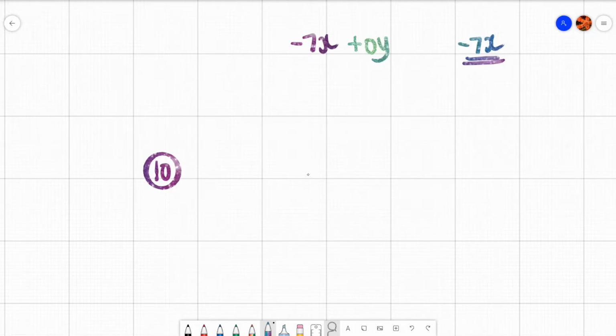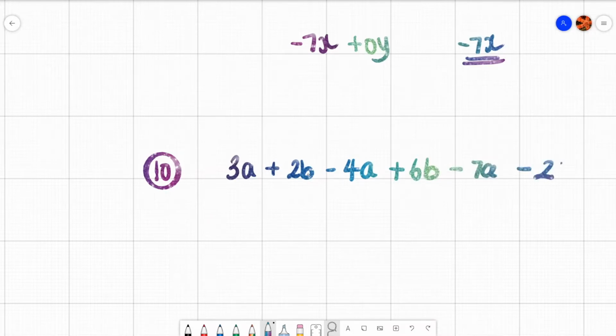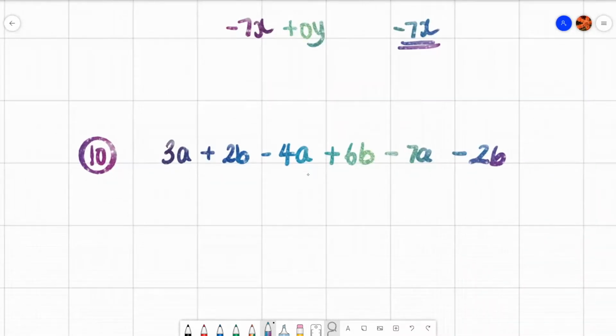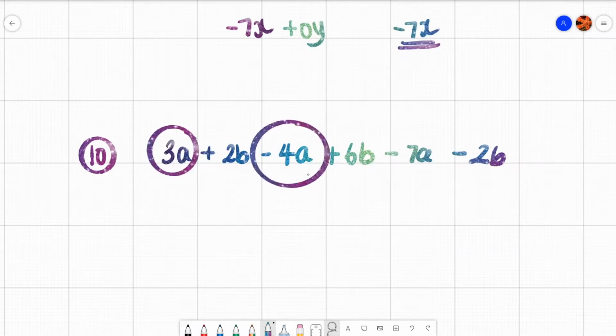Let's have a look at a few other examples. So 3a minus 4a, minus 7a. So 3a take away 4a. Well, that's minus 1a, isn't it? Take away 7a is minus 8a.